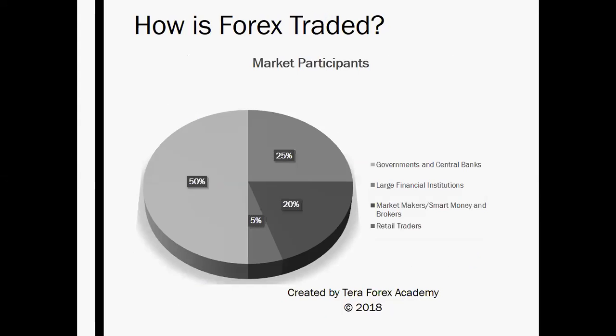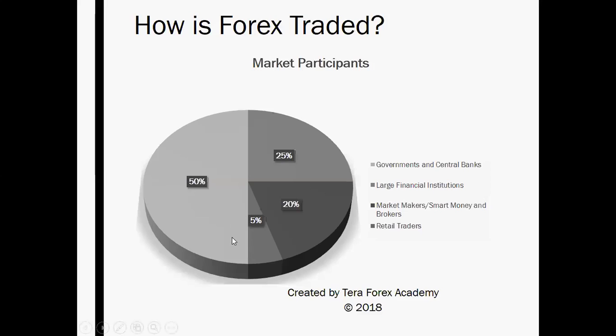So, the government and the central banks, these are the major forex market participants. We have the government and the central banks. We have the large financial institutions. We have the market makers and the smart money or the brokers. And we have the retail traders.